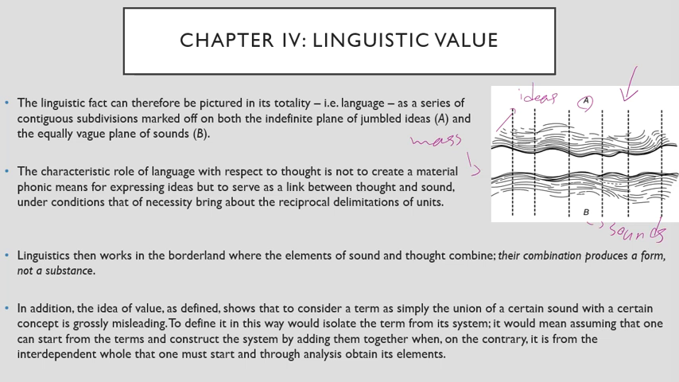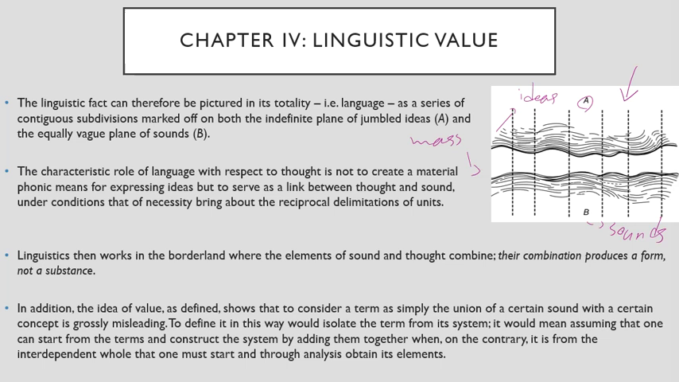Language serves as a link between thought and sound under conditions that of necessity bring about the reciprocal delimitations of units. So what does this mean? Basically, it means that language is there to shape your thoughts, and then those thoughts are going to be worded out in different phonic units. And those units are different. As I said, for example, this is a cat. You are aware that this is another unit, and then is, and then a, and cat. So this is the delimitation of it.